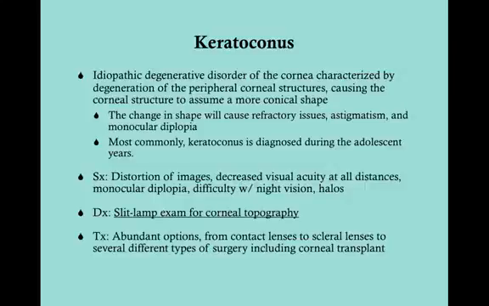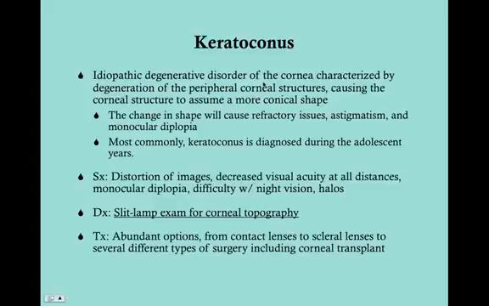Keratoconus is an idiopathic degenerative disorder of the cornea characterized by degeneration of the peripheral corneal structures. So if you think of the cornea as a globe, as a dome, if you're degenerating all the area around it, with the exception of the middle, then that ball, that globe, is going to turn into a pyramid. And this is where we get the word keratoconus.